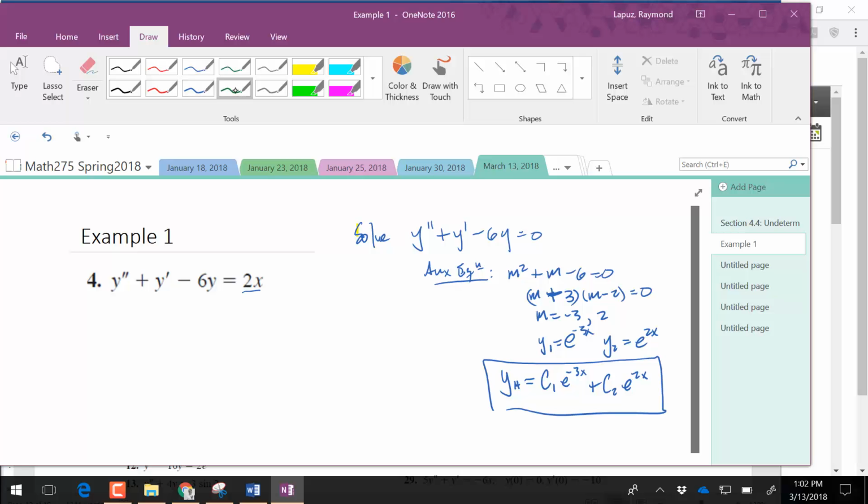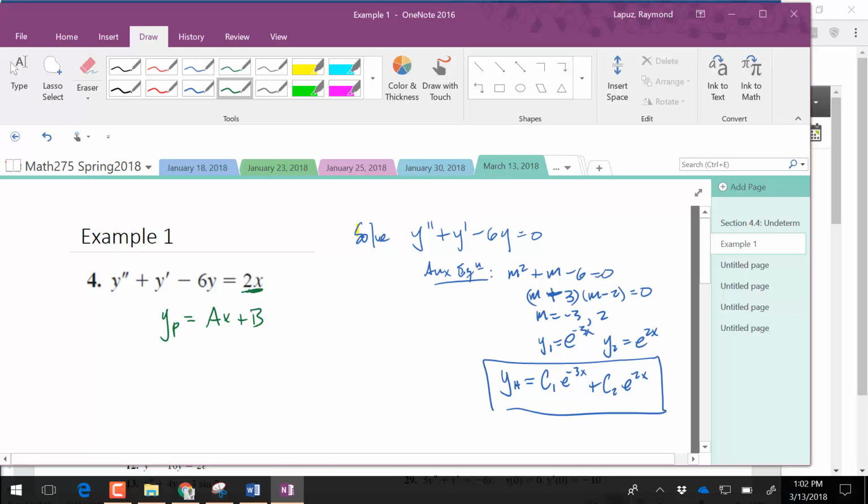Now let's take a look at this non-homogeneous differential equation and try to find a particular solution, which they call y sub p, that would satisfy this differential equation. And based on our table and our guesses, 2x is a linear function. And so the most general linear function that we should be able to come up with is ax plus b.